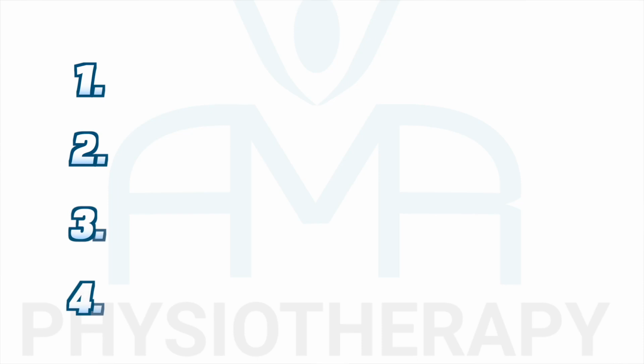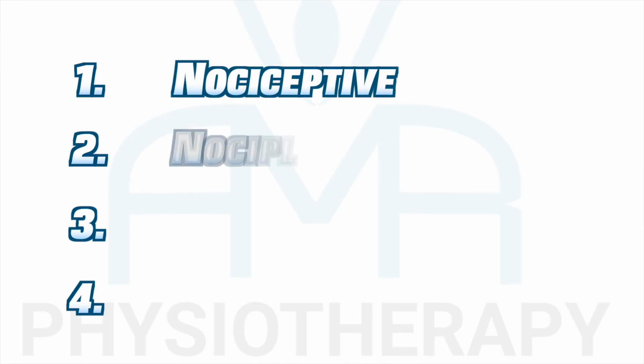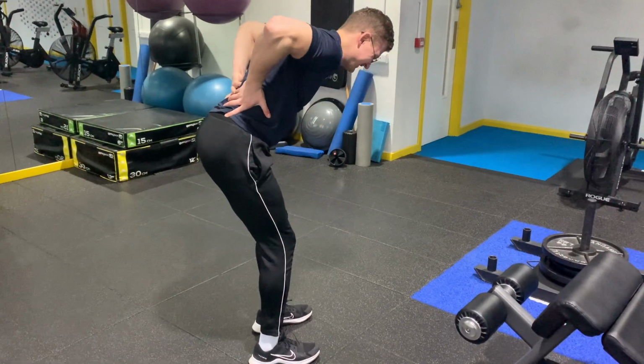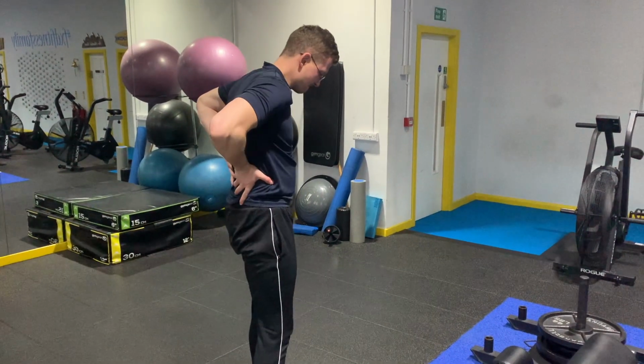Sometimes this is labelled as acute or chronic or inflammatory, but to better explain it, we can split it into four different types. And we'll explain each of these. They are nociceptive pain, nociplastic pain, neuropathic pain, and the fourth is where some of these are combined. And a big thing to take away from this is that all pain is real regardless of which that is.